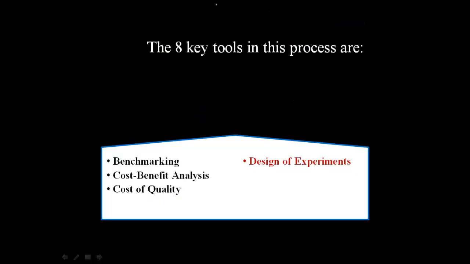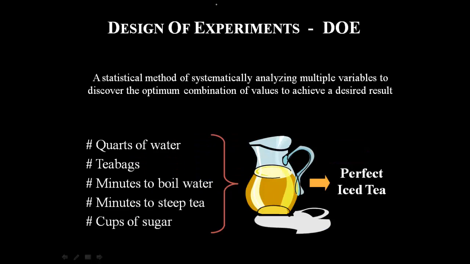Next we have the design of experiments. It's a statistical method of systematically analyzing multiple variables to discover the optimum combination of values to achieve a desired result. So in this case, you select multiple variables to come to a solution to test the quality of the product. Whenever in the exam you find the word systematically or statistical, this means we are talking about design of experiments.